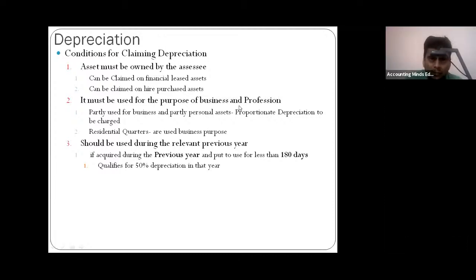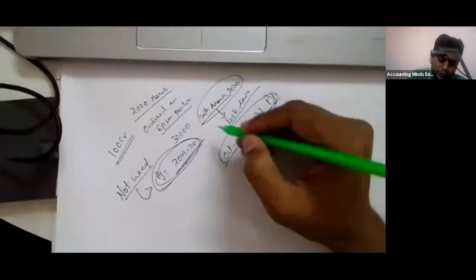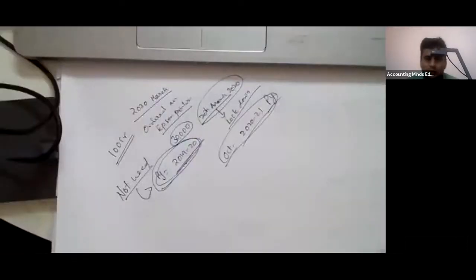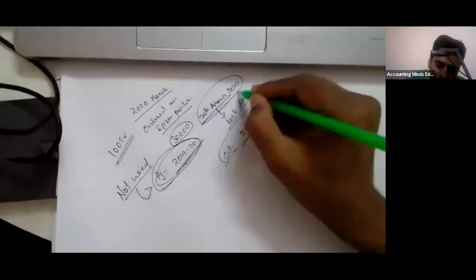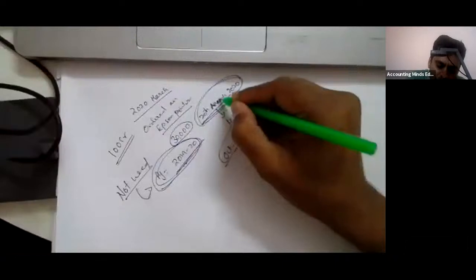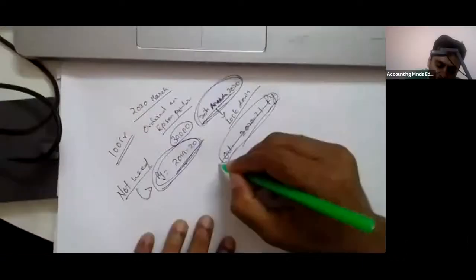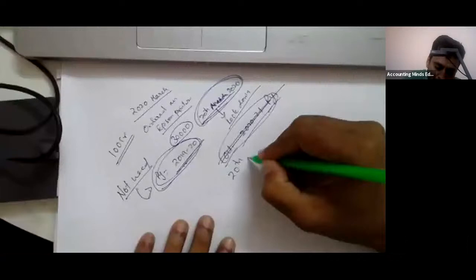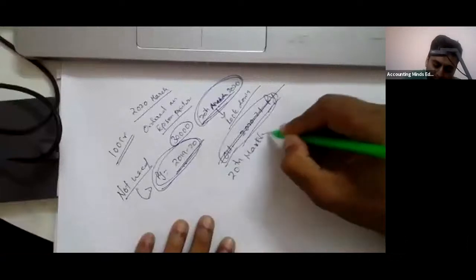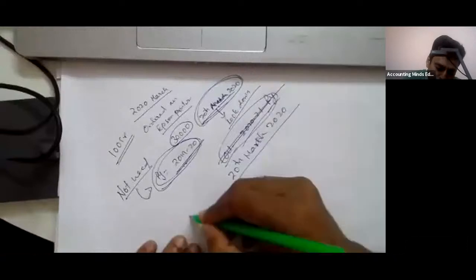Right. Let us understand this small part. Let us assume the same 30,000 machine. When was it purchased? March 2020 it is purchased. Right, guys? When was it put to use? Guys, when was it put to use? October 2021. What if it was put to use on 20th March itself? On 20th March 2020 only, it is put to use.